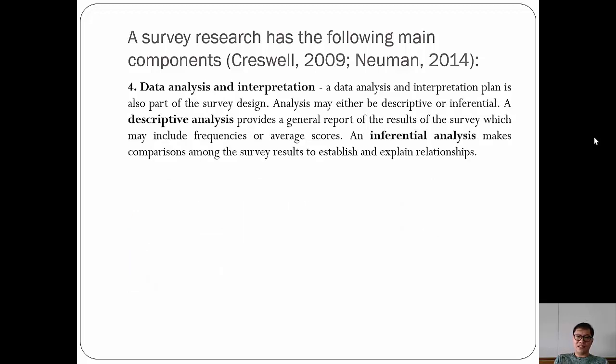A data analysis and interpretation plan is also part of the survey design. Analysis may either be descriptive or inferential. A descriptive analysis provides a general report of the results of the survey, which may include frequencies or average scores. An inferential analysis makes comparison among the survey results to establish and explain relationships.